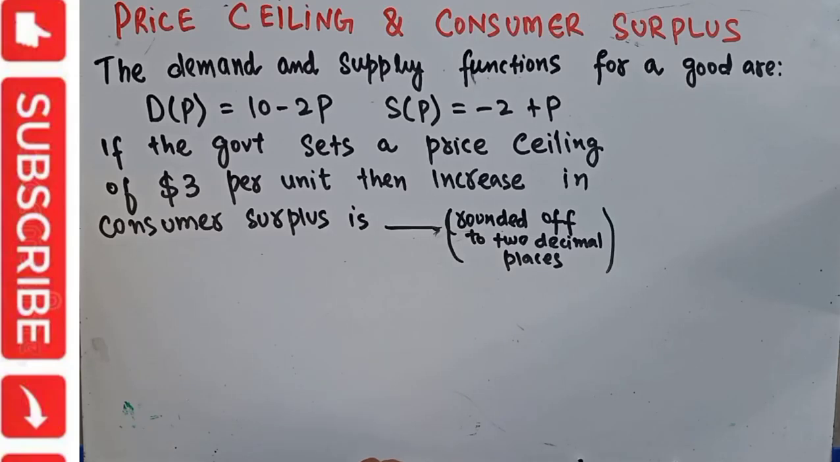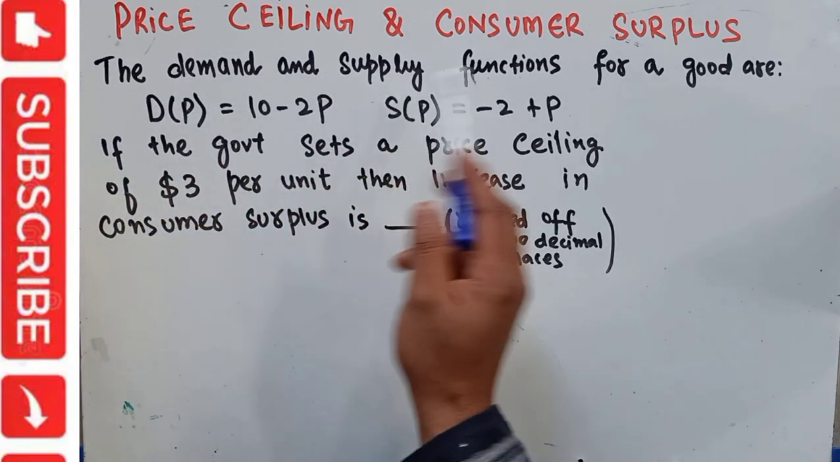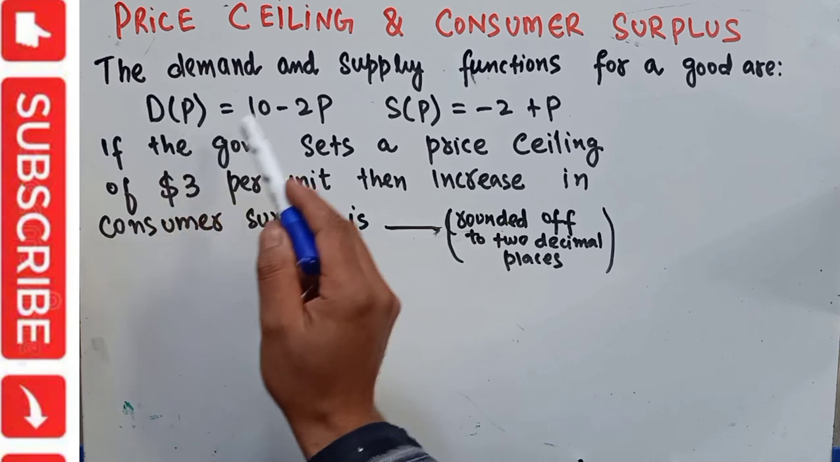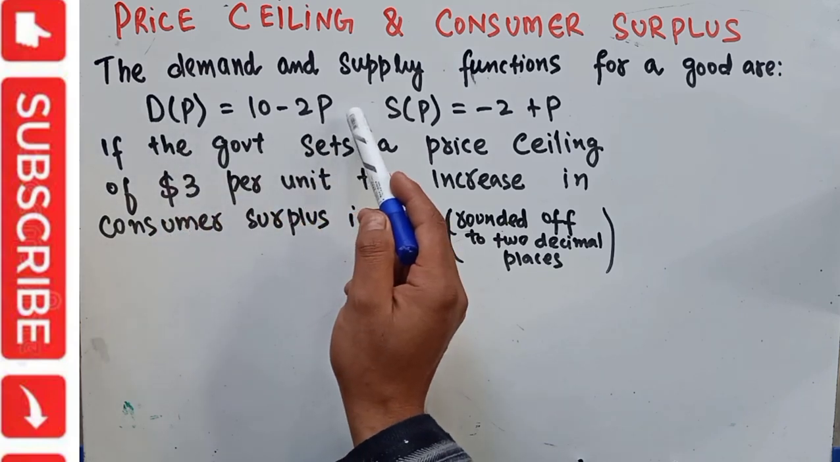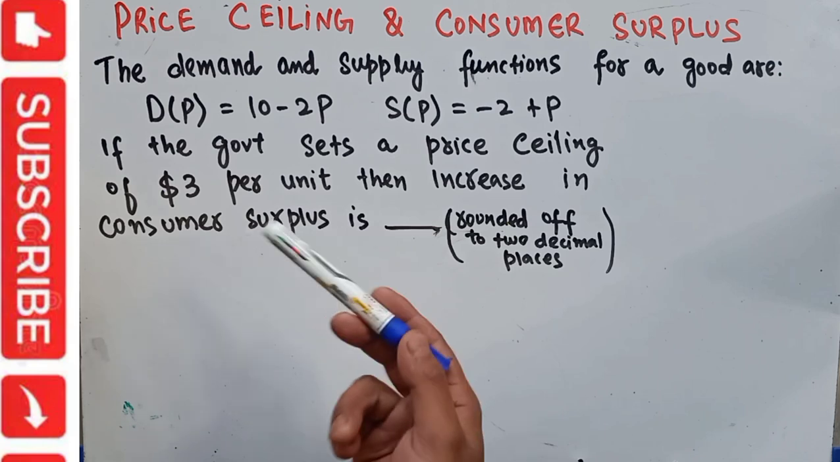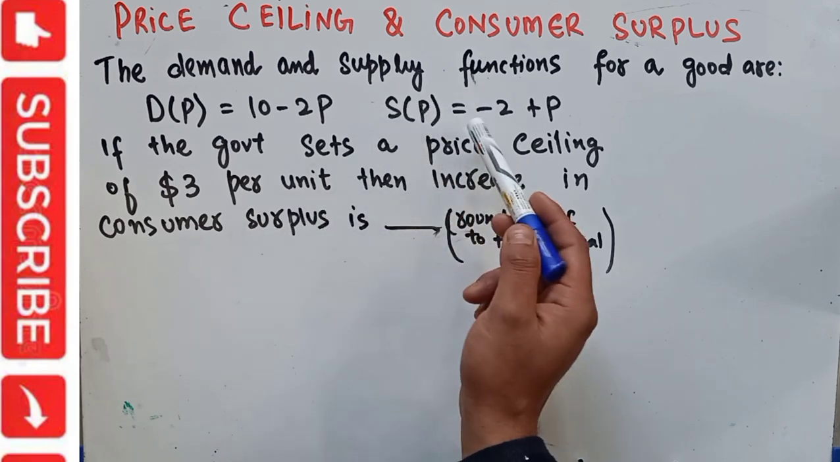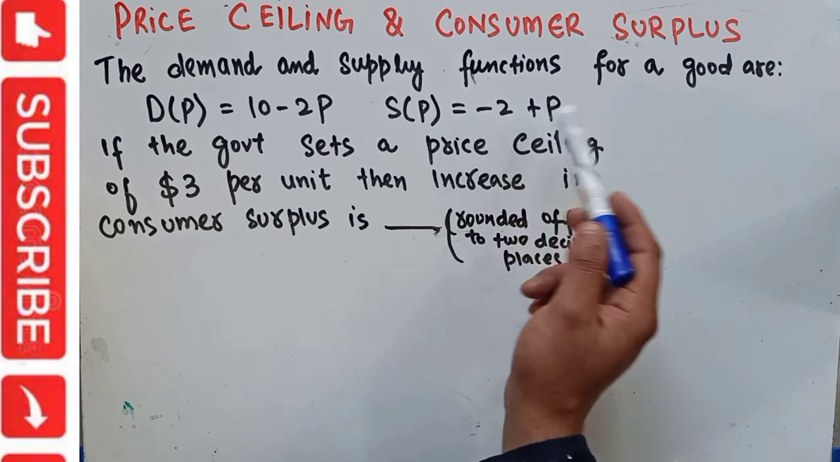In this video, we will solve a question on the impact of price ceiling on the consumer surplus. The question is: the demand and supply functions for a good are given as D(P) = 10 minus 2P. P denotes the price, D(P) denotes the demand for the good, and S(P) denotes the supply function, which is equal to minus 2 plus P.